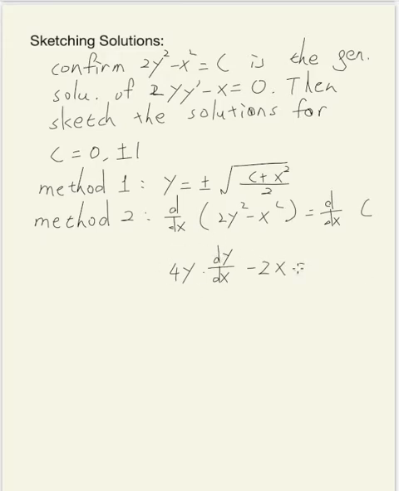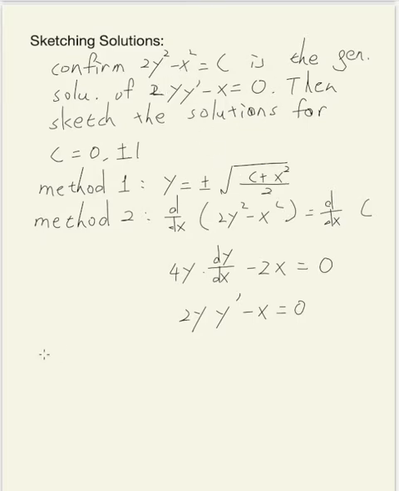Now since c is a constant, what is the derivative of a constant? It's 0, right? So we have this, and dividing both sides by 2, we get 2y times dy dx, which is just y prime, right? So it's 2y y prime minus x equals 0. And we've confirmed that this is indeed the solution of this equation.